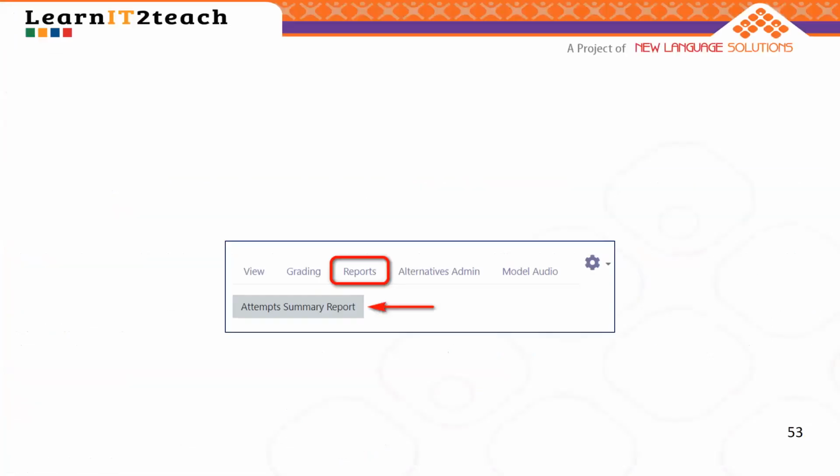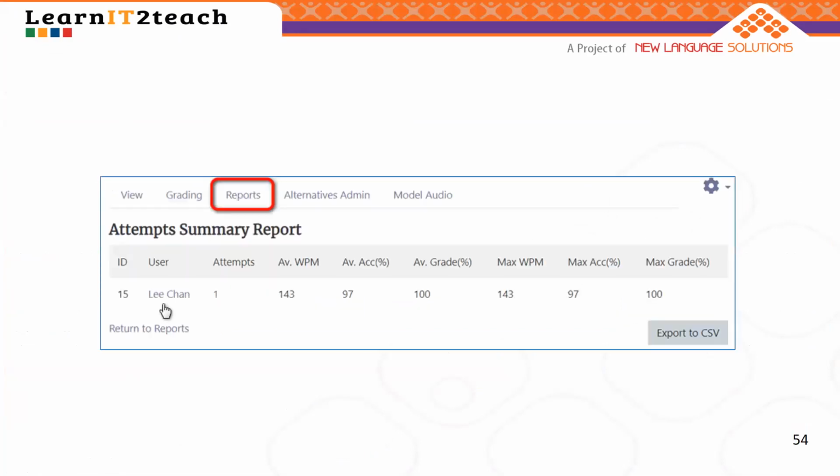Right, so here in the reports tab, you can click on the attempt summary report to see more details about each student's performance. So you can see that the summary of all the students will be displayed. I only had one student, but if I did have more, they would all appear here in a list. And Lee only had one attempt, like what we saw, and these are the other data of the student.